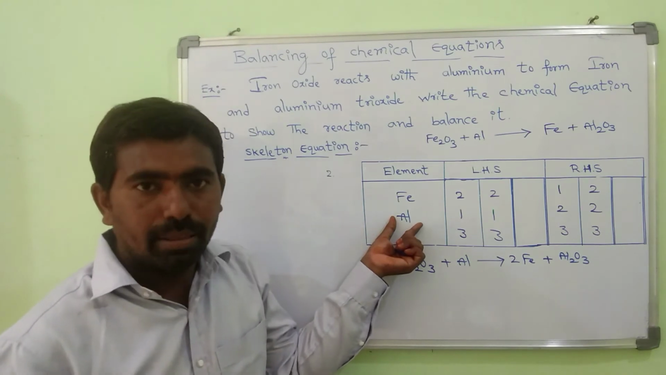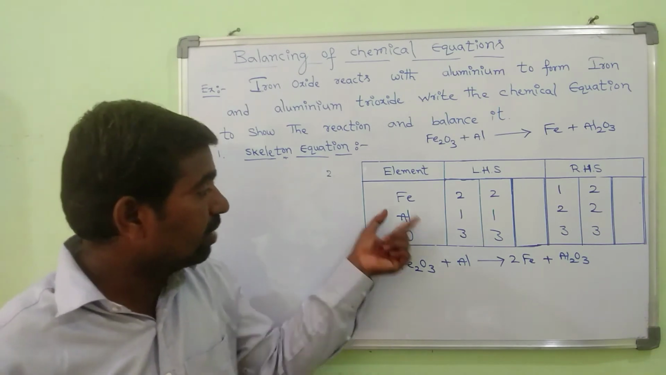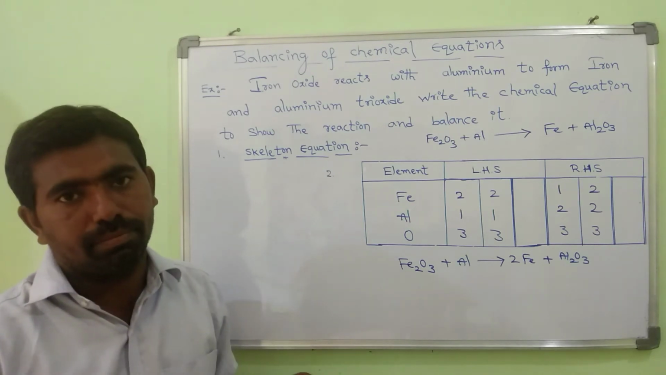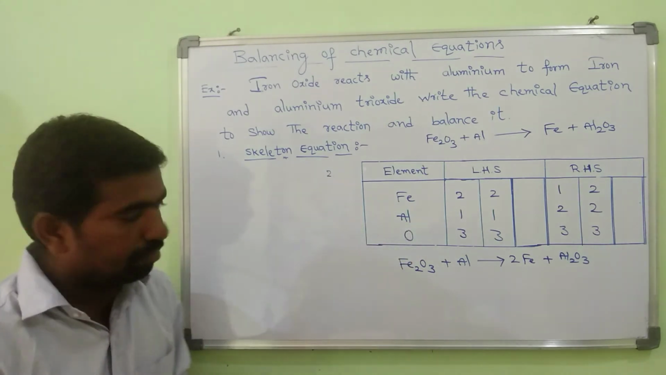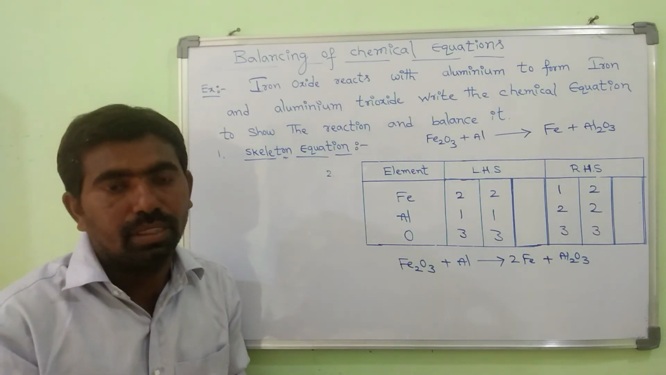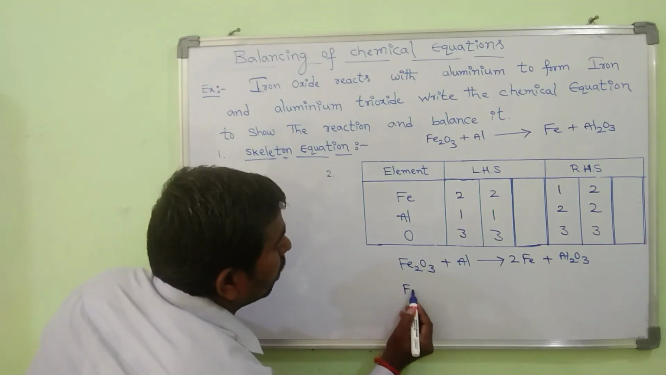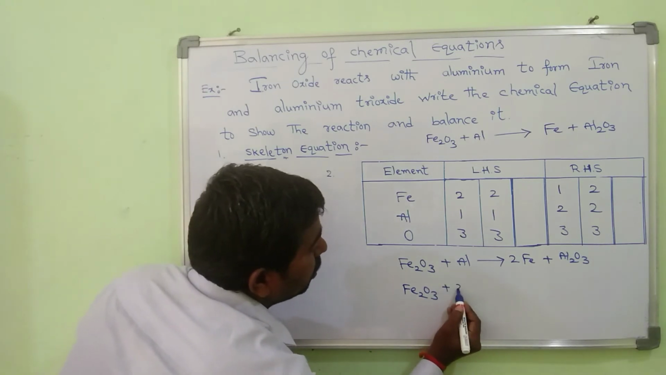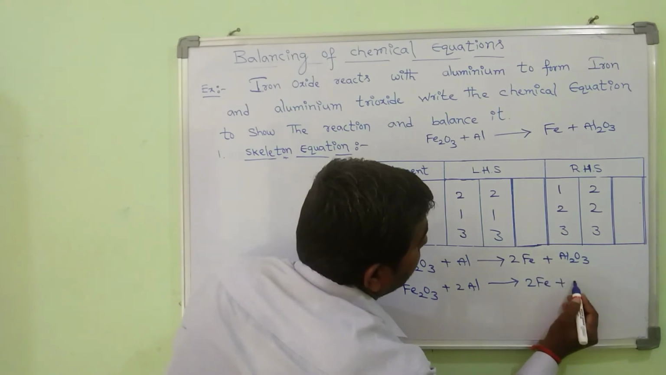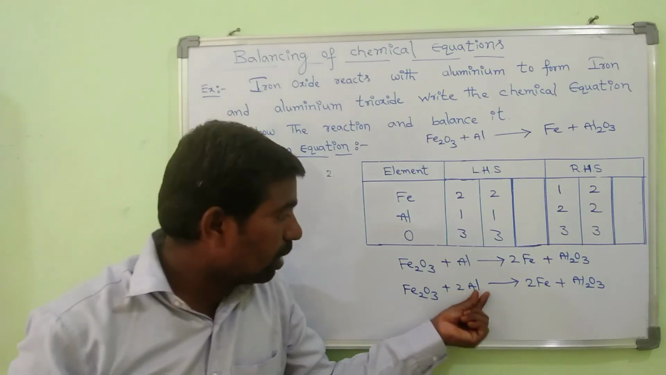So aluminium atoms, in the left side only one is there, in the right side 2 atoms are there. So for balancing of aluminium, again we have to select a suitable coefficient. In the left side only one is there, so that's why we have to put a suitable coefficient in the left side. So I am placing a suitable coefficient before the aluminium for balancing of aluminium. Here I have placed 2 as a coefficient before the aluminium.